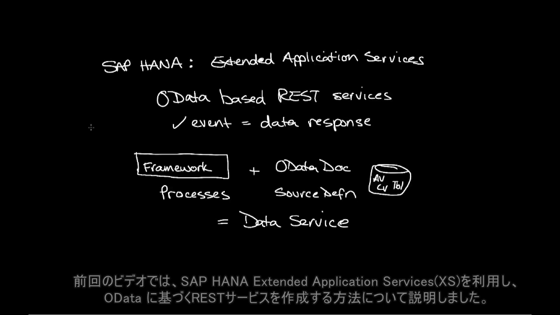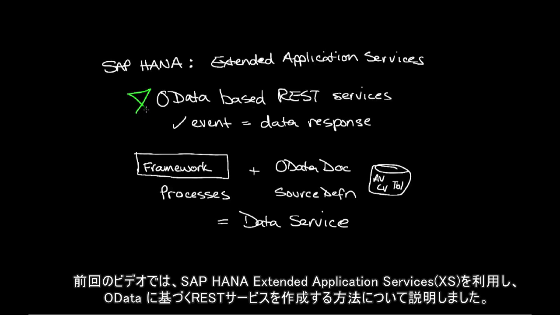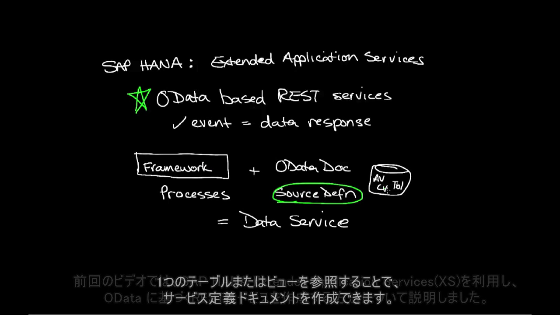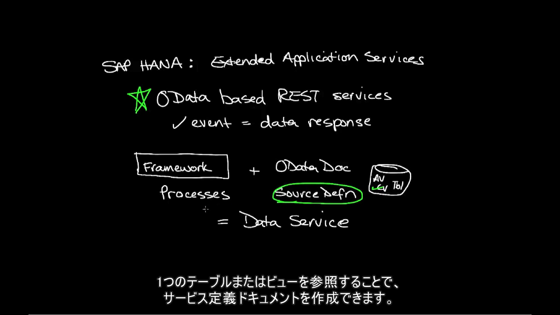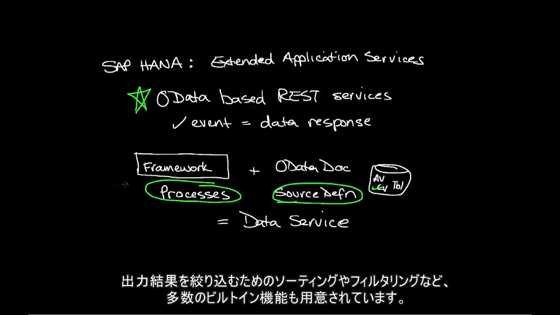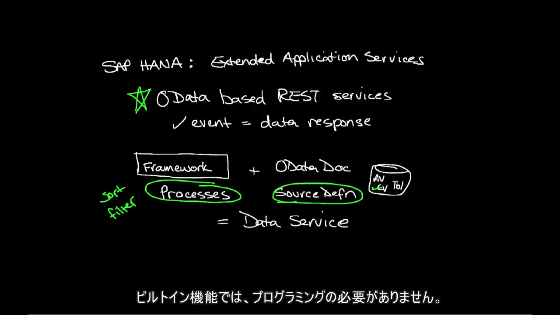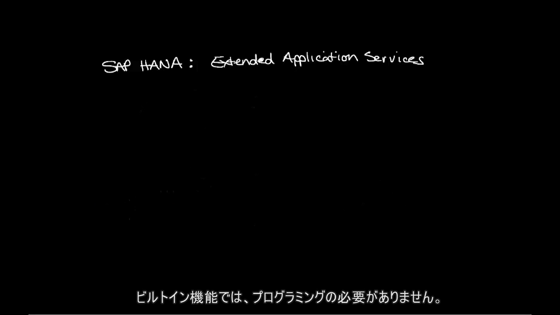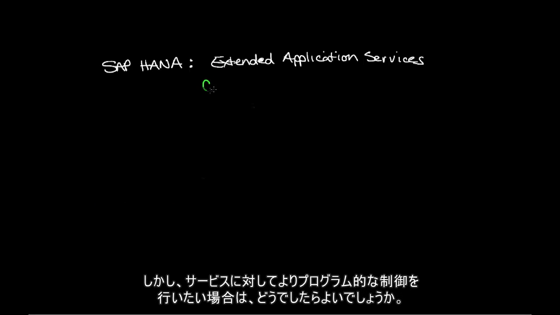In the previous video, we showed just how easy it was to create an OData REST-based service using SAP HANA Extended Application Services. We're able to define a service definition document by referencing a single table or view, and we got a lot of built-in functionality, the ability to sort and filter and otherwise narrow down our result set, and all that was built in. We didn't have to program it. But what happens if you want more programmatic control over a service?